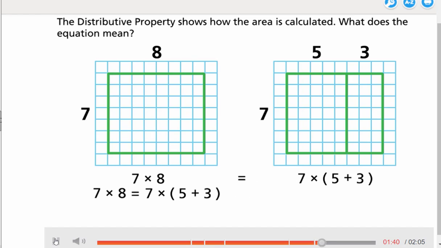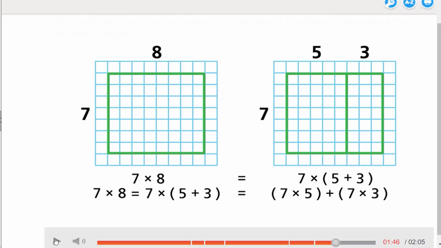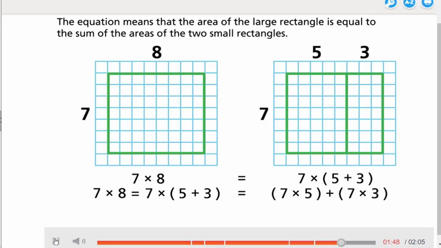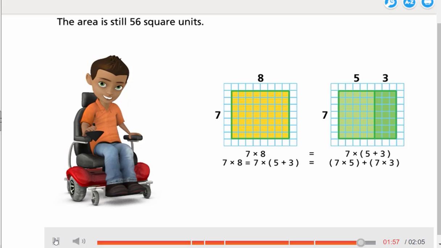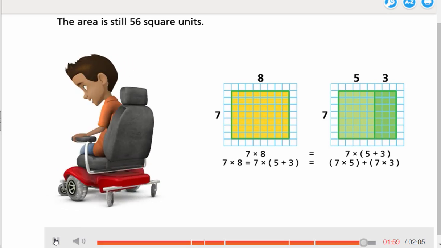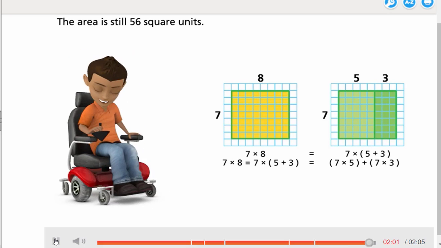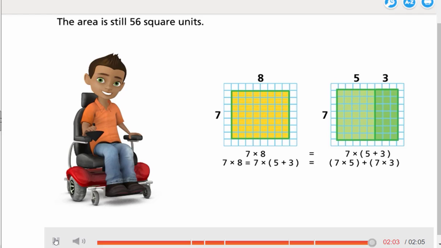The distributive property shows how the area is calculated. What does the equation mean? The equation means that the area of the large rectangle is equal to the sum of the areas of the two small rectangles. The area is still 56 square units.